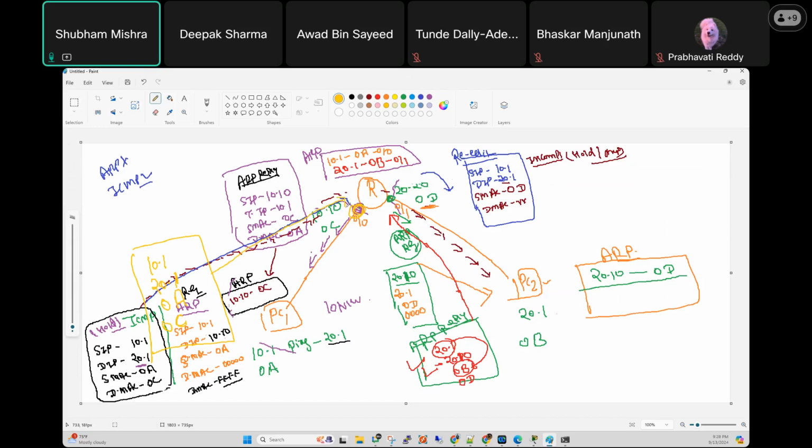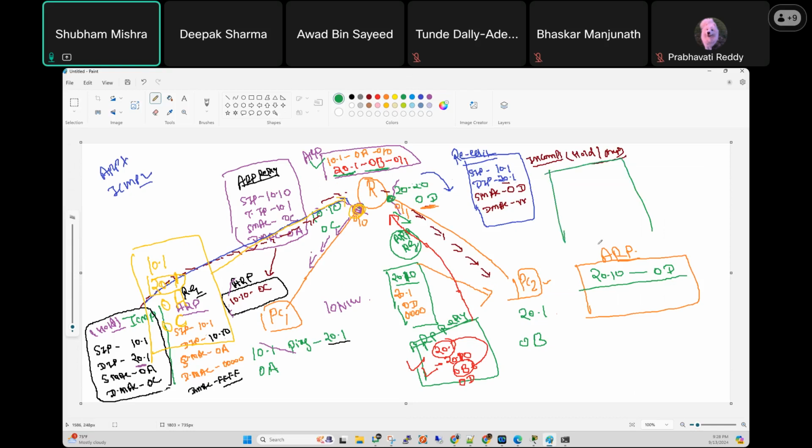What will the router do? The router will take the forwarding decision. But how? First of all, the router will check the destination IP address. What is the destination IP address, guys? 20.1. Fine. And the router will check its ARP table and find out whether it has an entry for 20.1 or not. Then the router will find, yes, for 20.1 I have an entry in my ARP table. See, now for 20.1, what is the MAC address? 0B. So what will the router do?